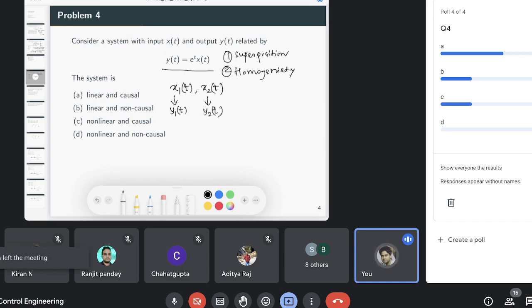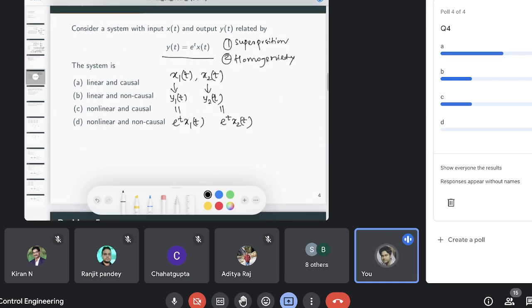Because you already have this relation y(t) equal to e to the power t times x(t), you can see that for x1, y1 is simply e to the power t times x1(t). And y2 will be e to the power t times x2(t). Then we have to check whether for the input x1(t) plus x2(t), the output is y1(t) plus y2(t). Let's denote this input by x(t).